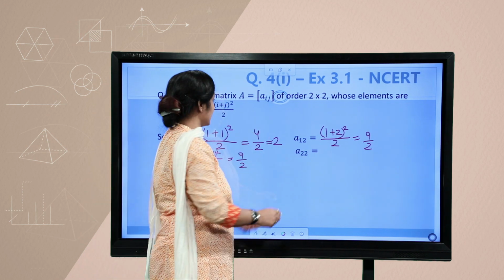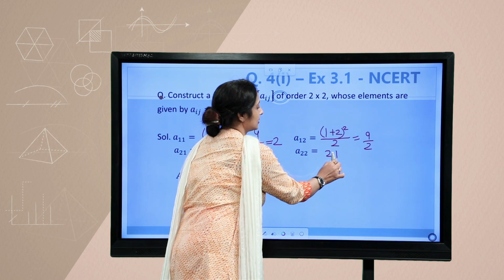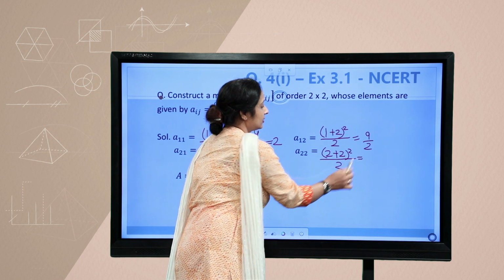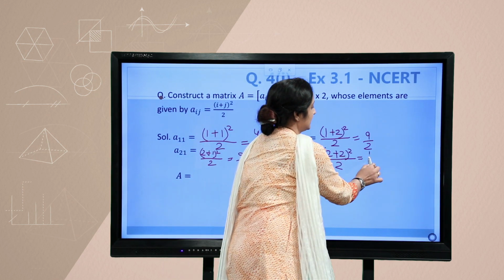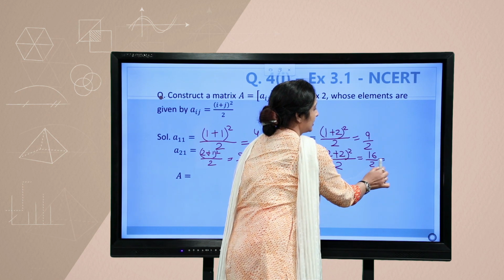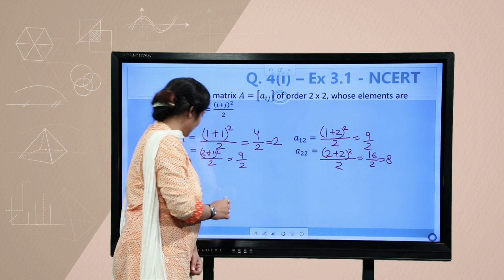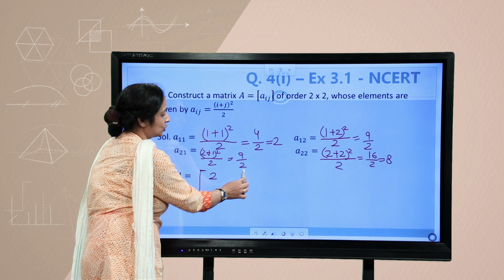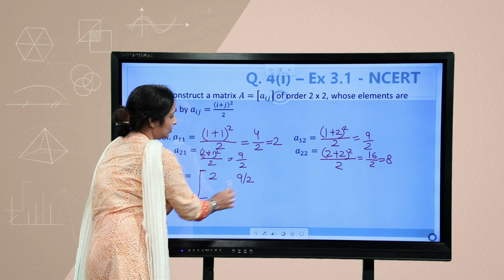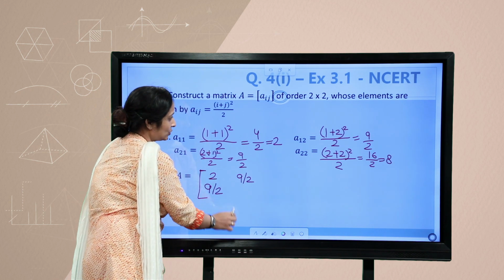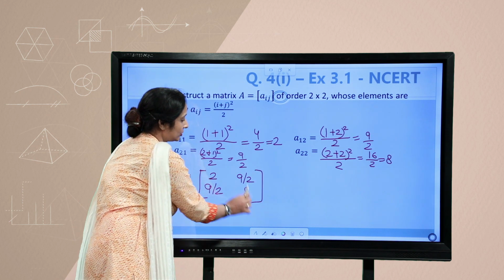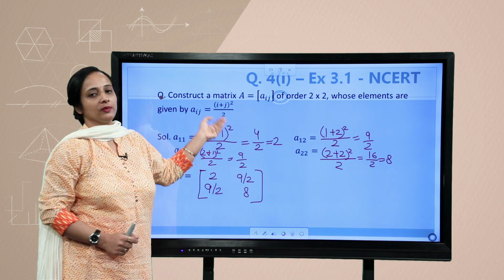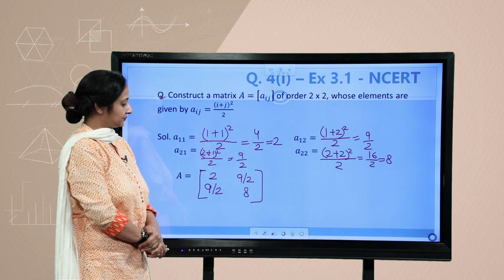Then the last element is A22. This is 2 plus 2 whole square divided by 2. This is 4 square, 16 by 2. It is 8. So if you have to write the matrix, write down these numbers like this: 2, 9 by 2, 9 by 2 and 8. So this becomes matrix A of the required order 2 by 2, using this formula for construction of its elements.